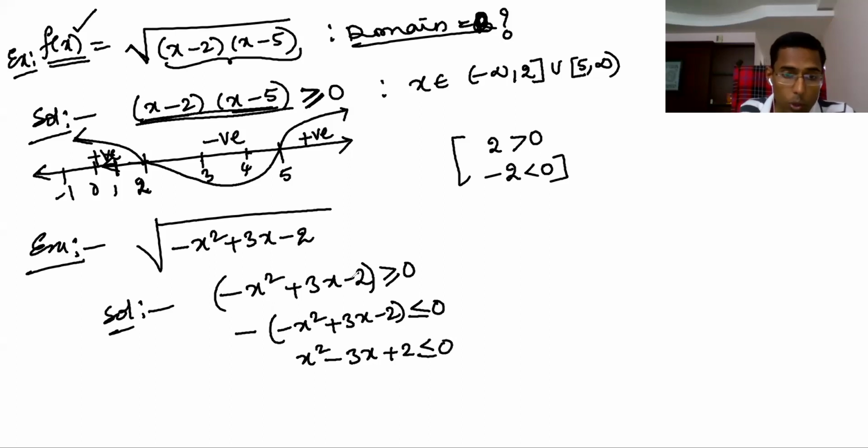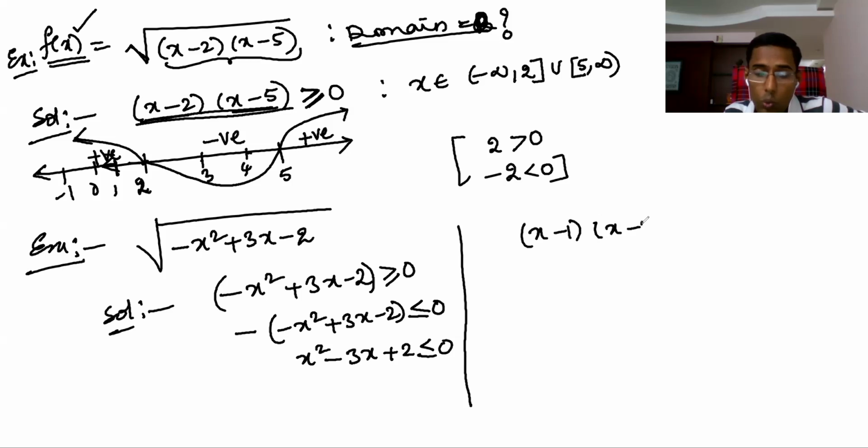I want this to be positive. If I multiply, it has to be negative. Very simple. This has to be positive; if I multiply by negative, the sign will change. Now this one: x minus 1 into x minus 2 has to be less than or equal to 0. Less than means it lies between the roots. What are the roots? 1 comma 2.